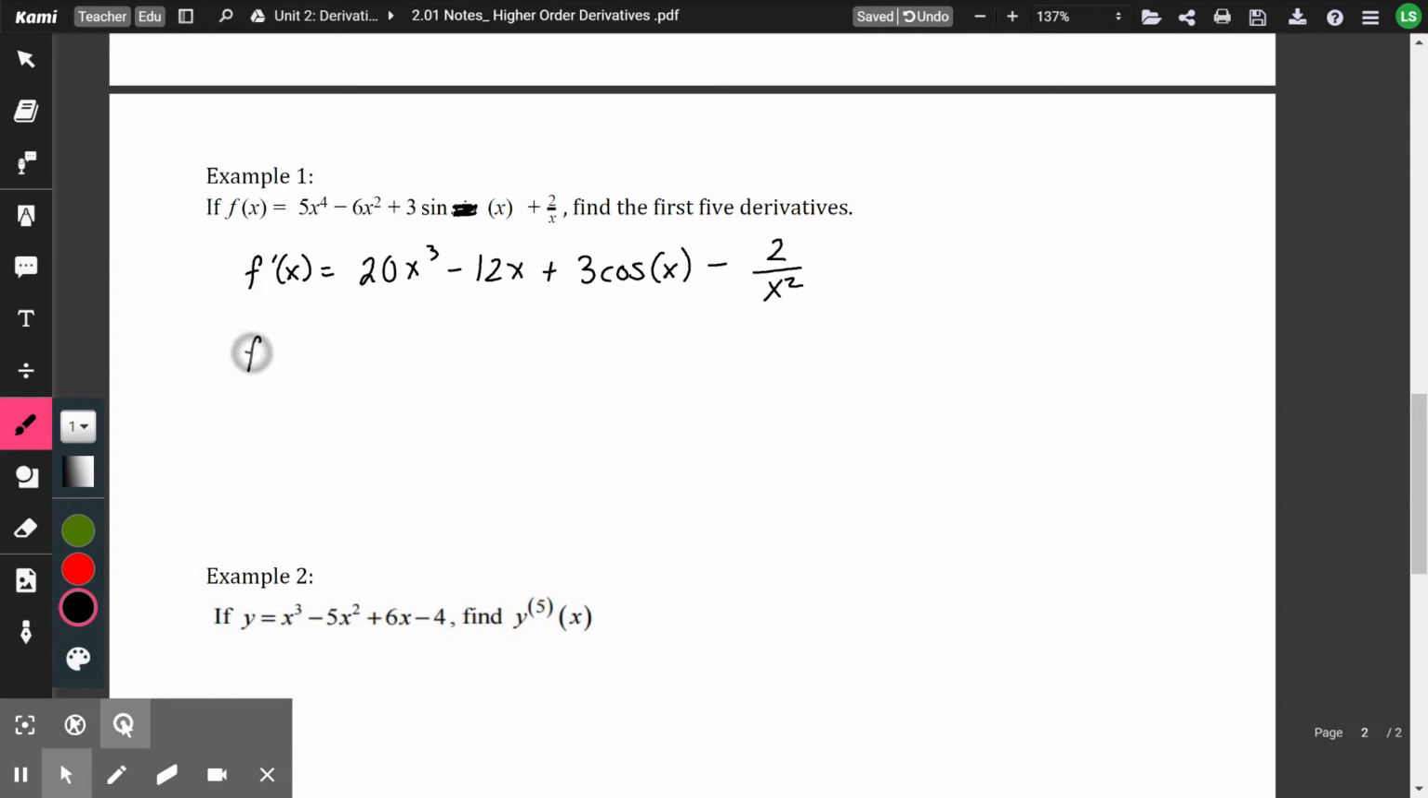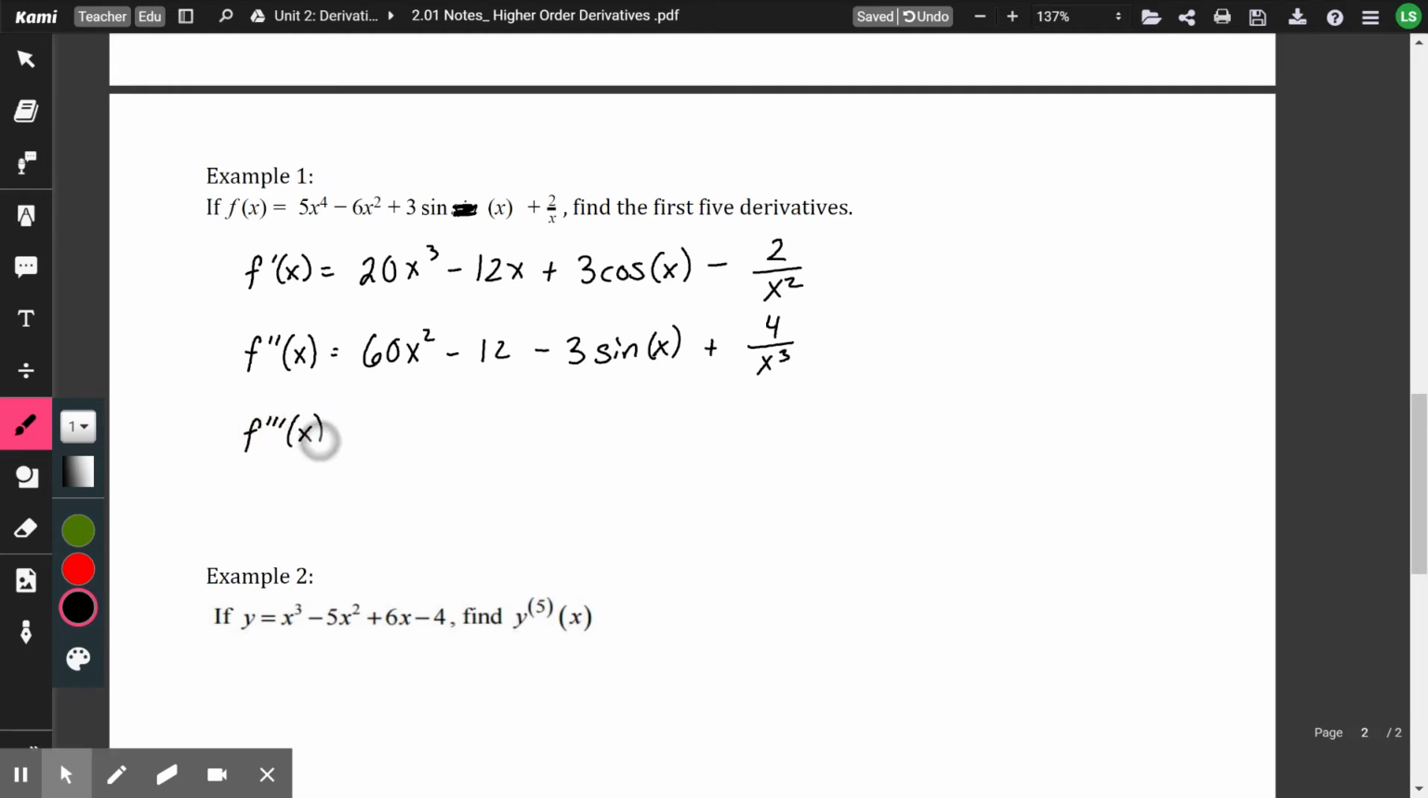Now to find our second derivative, we are going to take our first derivative and apply the power rule and the trig rules one more time. There is your second derivative. Now for our third derivative, we're going to use our second derivative that we just had, and once again, apply all the different rules that we know. There's our third derivative. Our fourth derivative, we're going to apply all the same derivative rules, but to our third derivative.